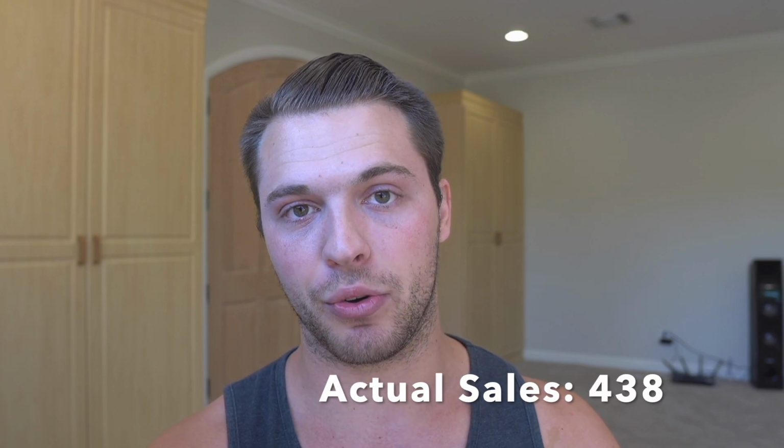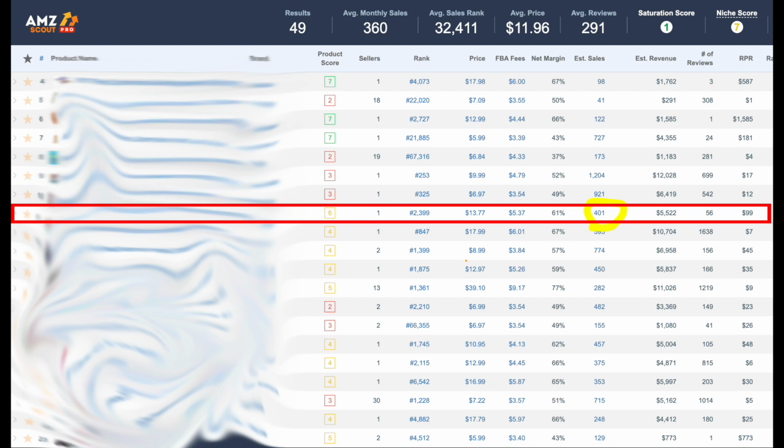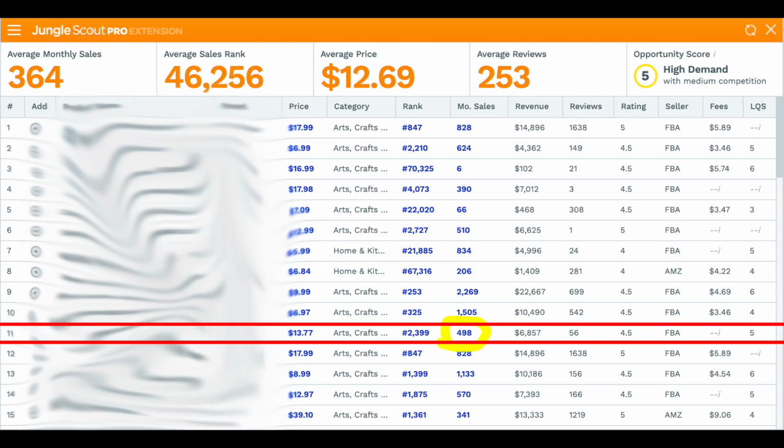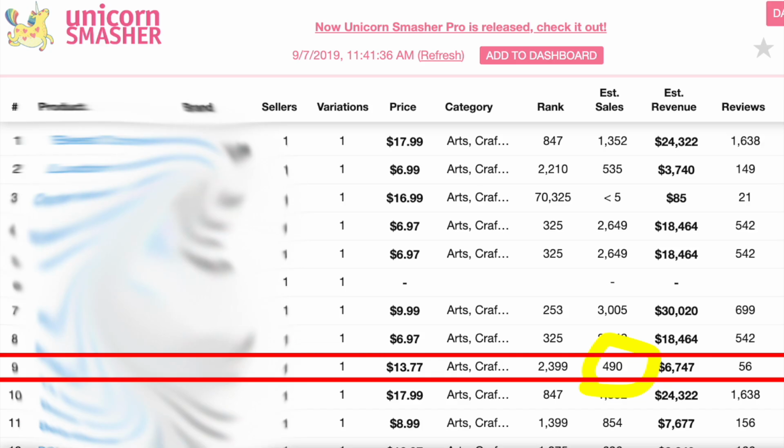So the last product, number 4, is in a smaller category. This is in the arts and crafts category. The actual sales here are 438 units a month. AMZ Scout said 401. Again, pretty close, slightly under. Jungle Scout said 498, a little bit over 60 units, nothing too bad there. Viral Launch, weirdly enough, said 114 units. I'm not sure why on this one, but a lot lower there. And then Unicorn Smasher said 490, so pretty close there as well.